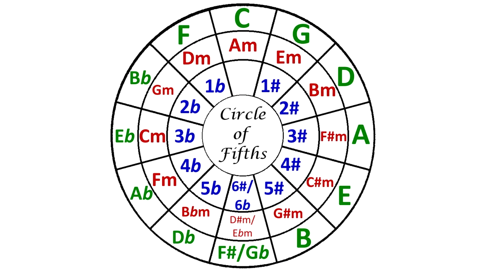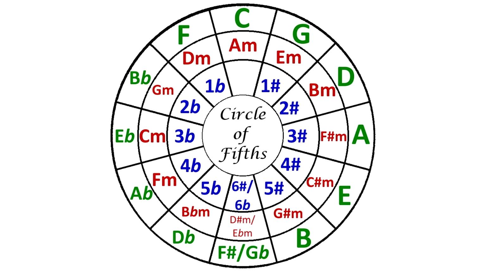In this circle of fifths diagram, there are 3 rings of information, each in a different colour. The green ring is the major keys, from C going clockwise round to F. The red ring is the minor keys, from A minor to D minor. The blue ring shows the number of sharps or flats in each key.